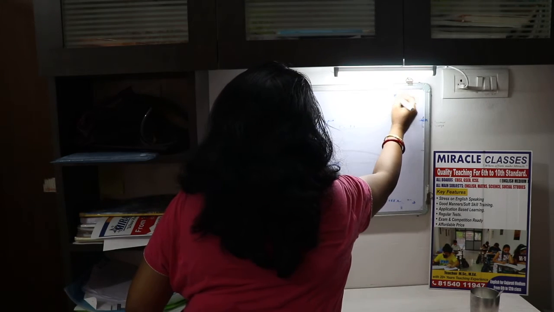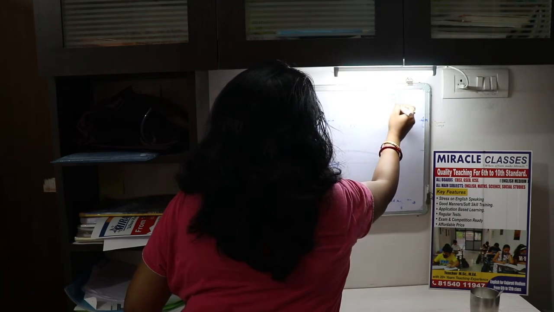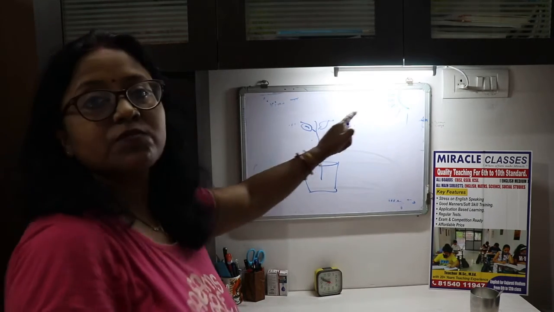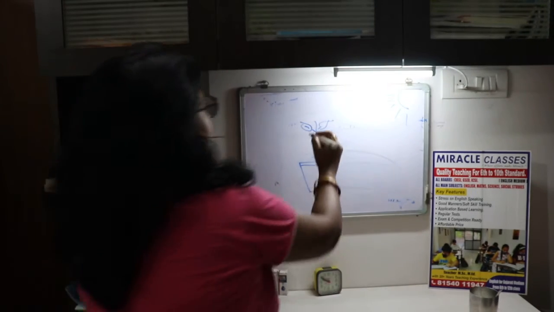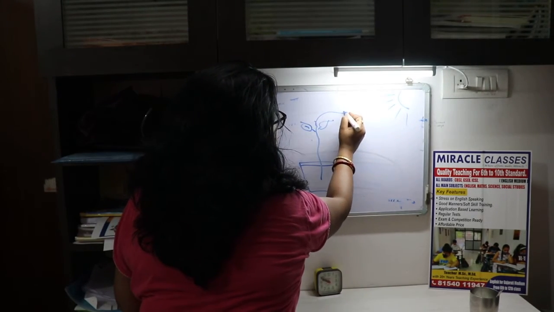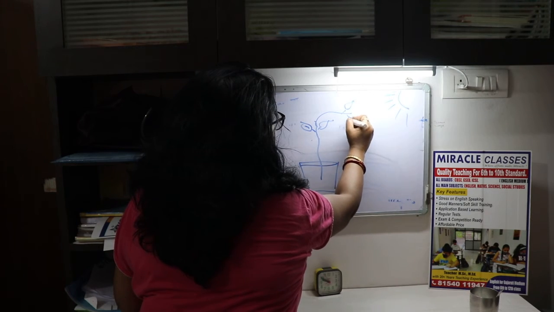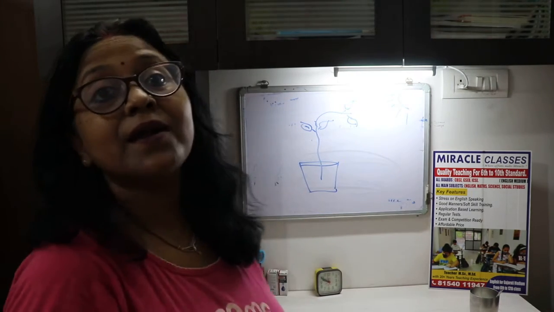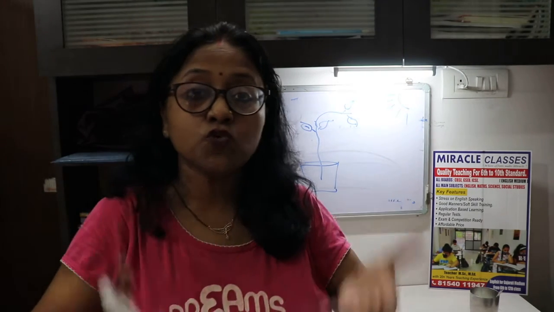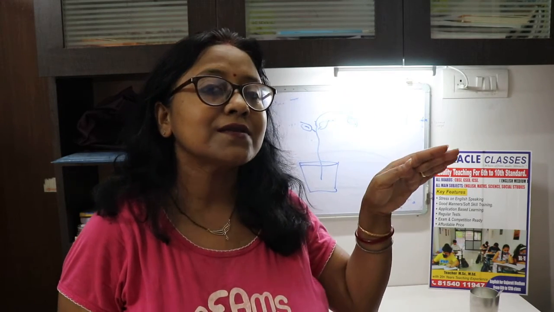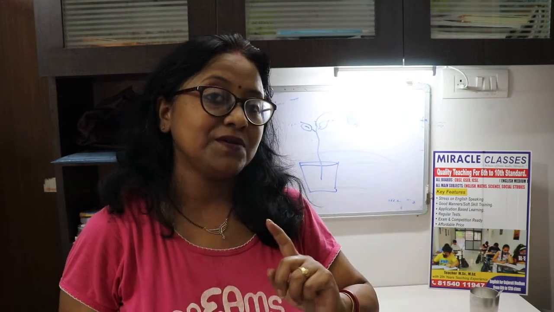Suppose the sun is coming from this side. The plant will start growing towards that side, because the plant likes the sun. The shoot, that is the upper part of the plant, likes the light. So it will slowly start growing towards the light. This is the response they make.